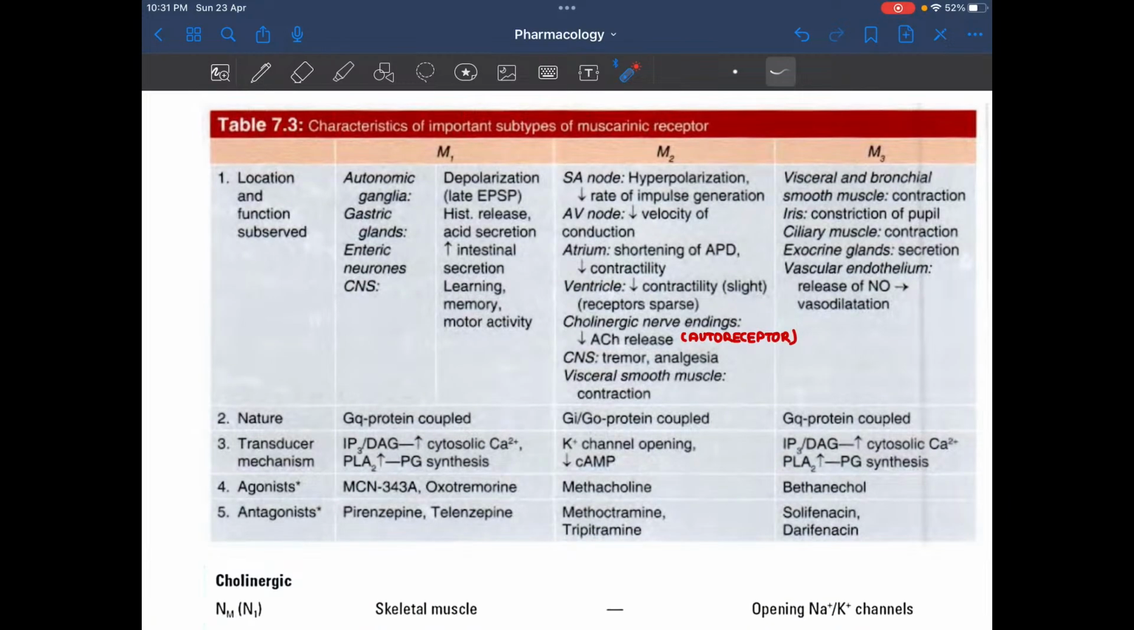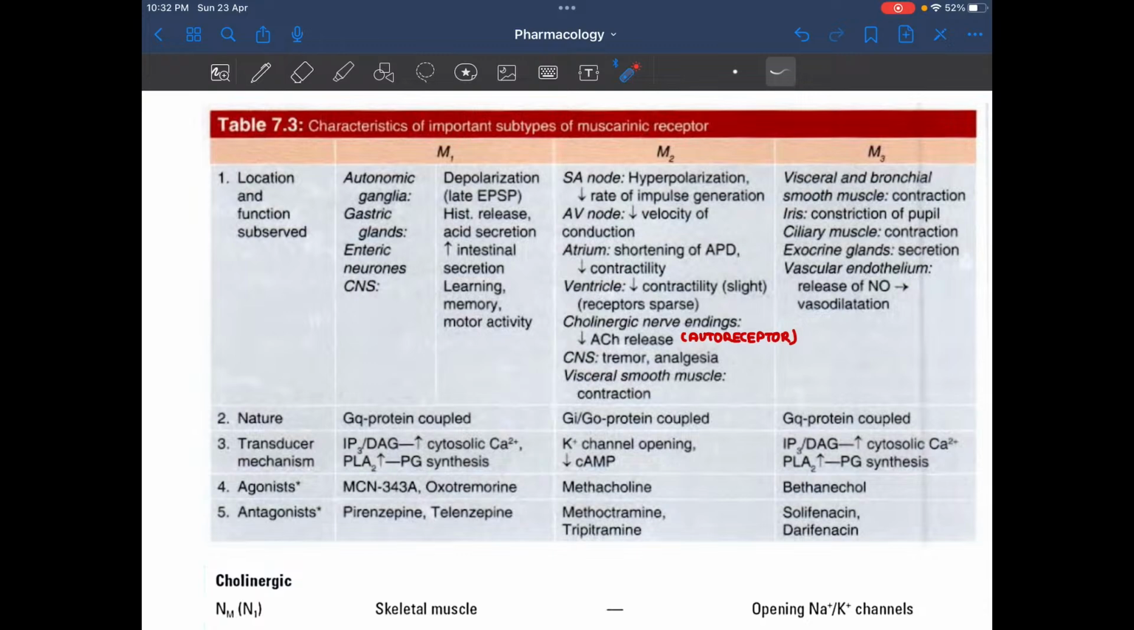We have 5 types of muscarinic receptors, but we only have drugs for 3. So M4 and M5 mainly are present in the CNS, and we actually don't know what they do. So we'll not be studying M4 and M5, and neither do we have any drugs available for M4 and M5 type of receptors. Okay, so let's talk about the M1 receptor.